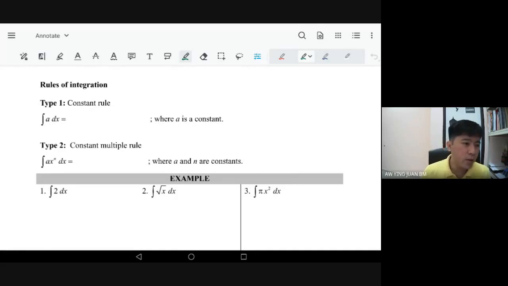So yang pertama, rules of integration. Yang pertama adalah constant rule. Constant. So harap you faham apa yang dimaksudkan dengan constant. Constant means that a fixed value. A fixed value.